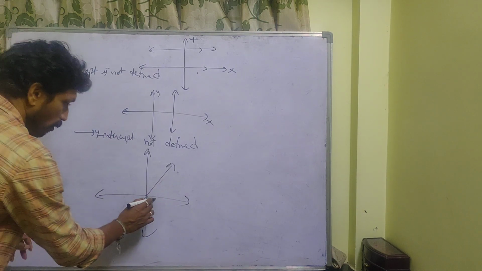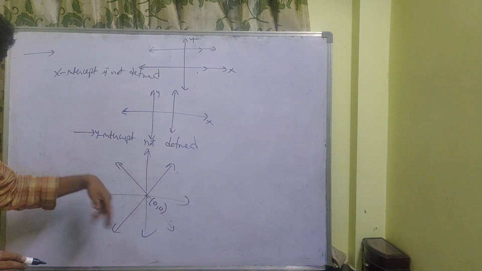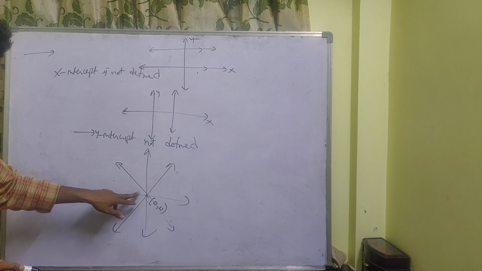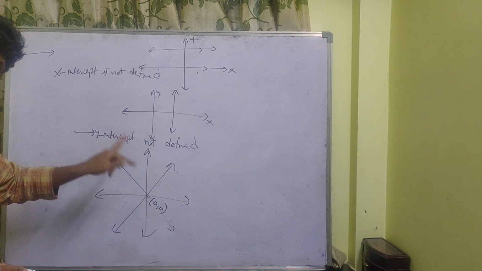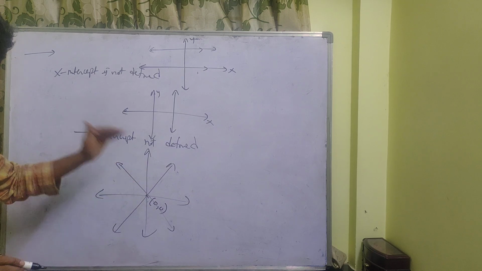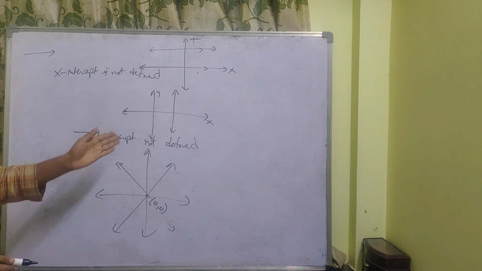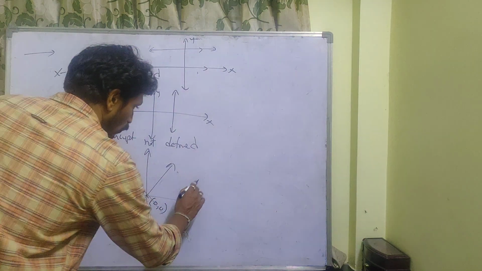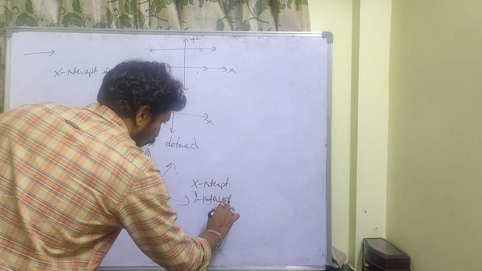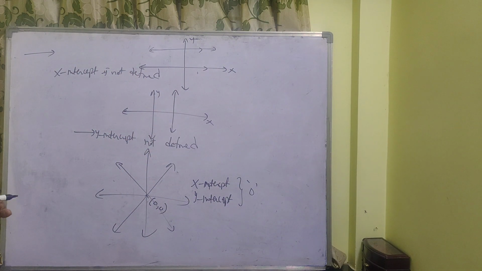Next one: if the line is passing through the origin, whether through the second and fourth quadrants, or the first and third quadrants, whatever it may be, then it intersects both the x-axis and the y-axis. Because it passes through the origin, the distance from the origin is 0 only. So both the x-intercept and the y-intercept are 0. This is a very, very important concept.